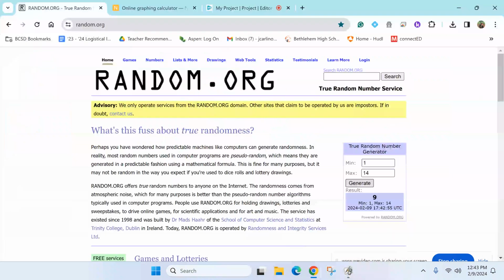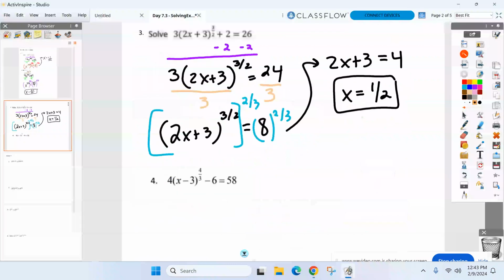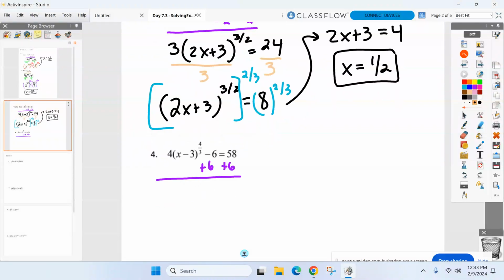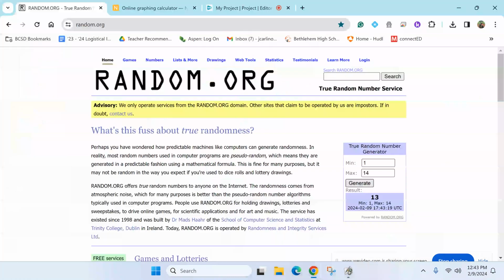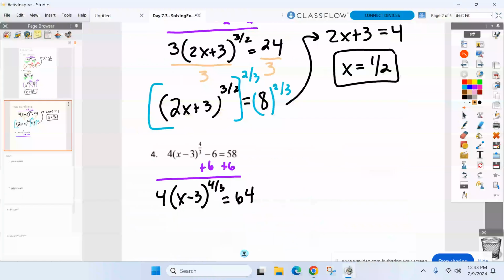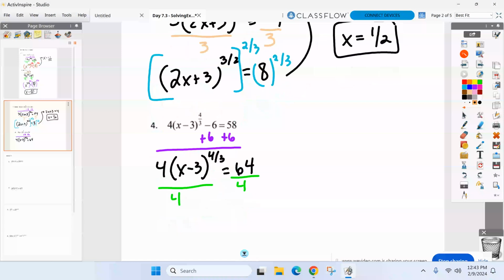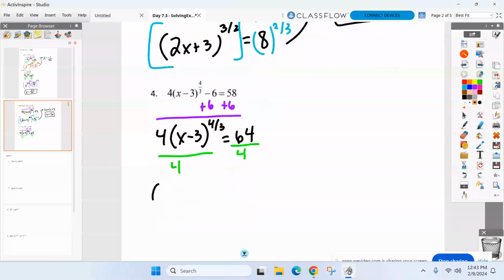All right, let's go. Let's roll here. First step. What do you want to do? Add 6. Yep. $64. Next. Good talks. Divide by 4. Yes, yes. What's that? 16. Yep.